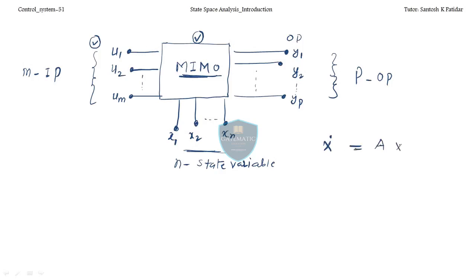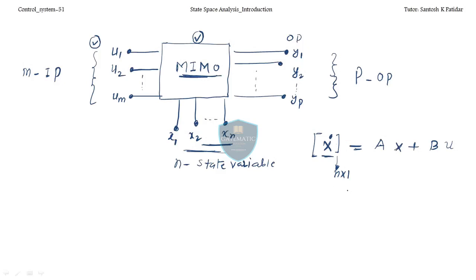This is AX plus BU. So what will be the order of this? If this is in matrix form, the order of this is nothing but n cross 1, isn't it? This X is going to represent all state variables. This is the state variables, but this is the differential state vector.